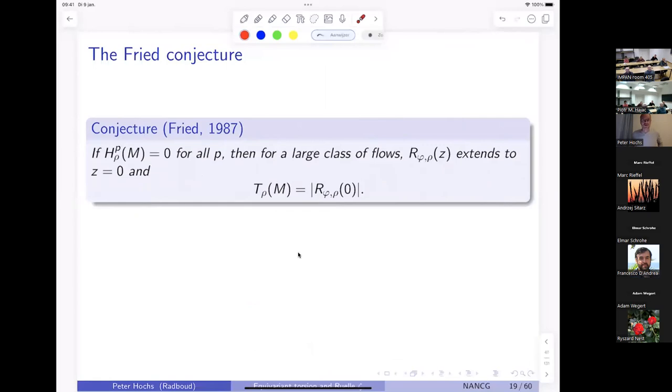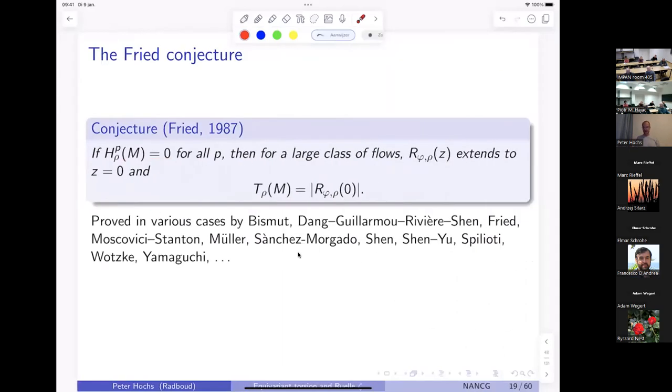Now, I've talked about analytic torsion and about the Ruelle zeta function. The reason I'm talking about both of those things is that there's a relation between them, which is Fried's conjecture. The conjecture of Fried is that if the cohomology is zero, then for many flows, which is a non-rigorous statement, this function extends to zero, and the absolute value there equals analytic torsion. This is always a positive number. The value at zero is not necessarily positive, but if you take the absolute value, it equals this. This large class of flows is more of an invitation to look at classes of flows where it's true. There are counterexamples. So the problem is to find conditions under which this holds.